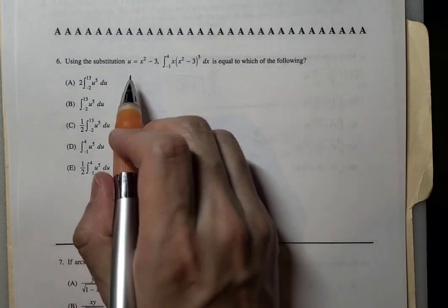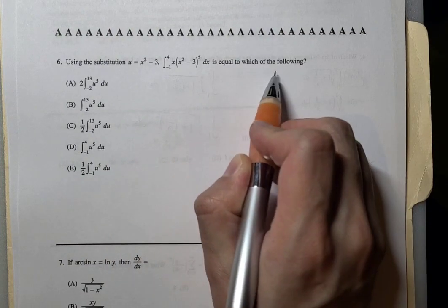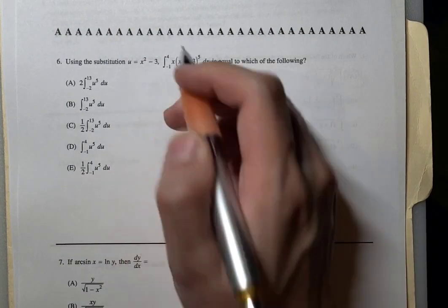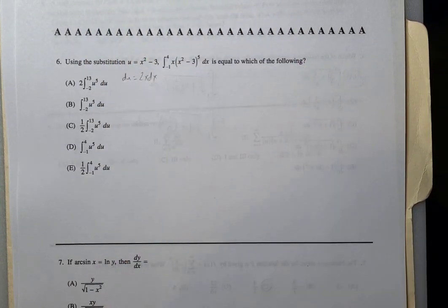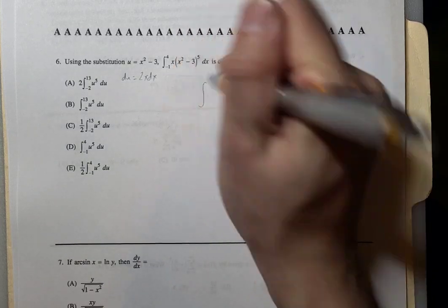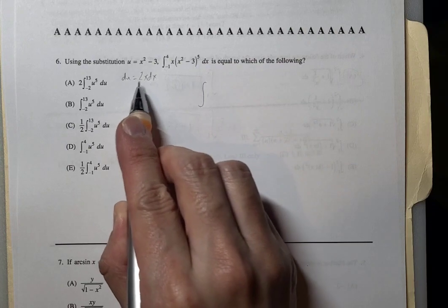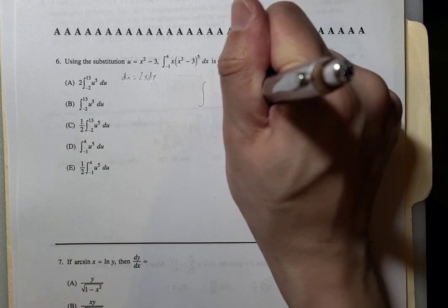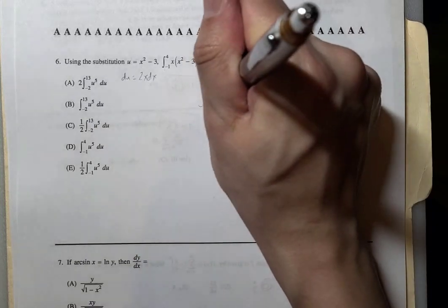Using substitution, u is x squared minus 3. This integral is equal to which of the following? So if u is this, let's immediately find du. du is 2x dx. Okay, so our integral becomes, let's worry about our limits of integration afterward. We have an x dx. How do we get that? That's du over 2. And then we still have this to the 5th power. That's just u to the 5th.